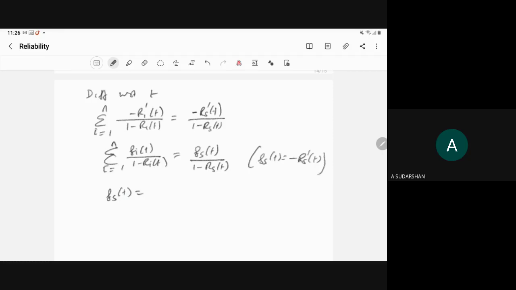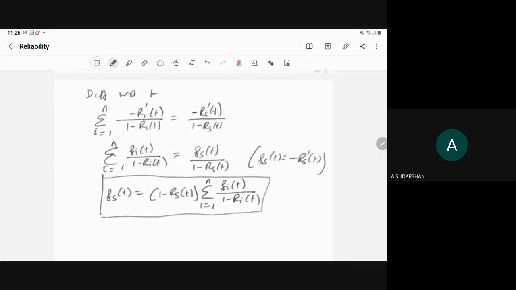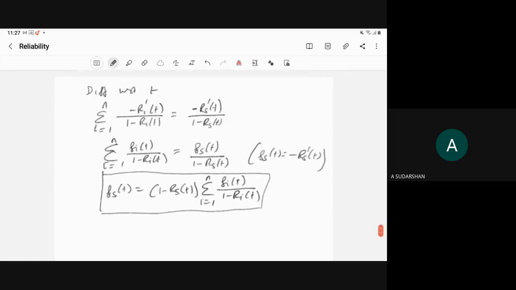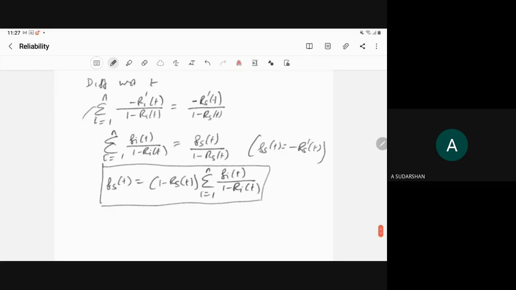So this implies FST is equal to what? FST is equal to 1 minus RST, summation i from 1 to n, FIT upon 1 minus RIT. So that is the PDF of the system. And from this result only, we can derive another important result.